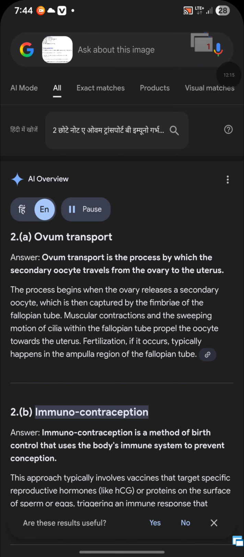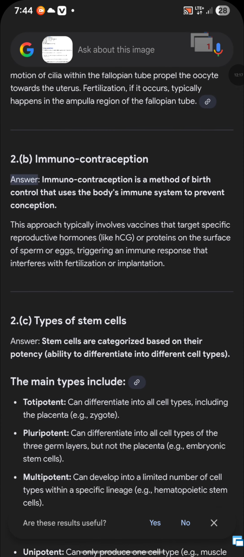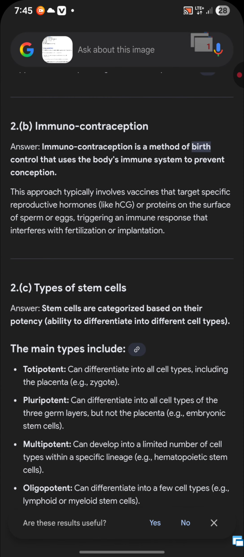2b. Immunocontraception. Answer. Immunocontraception is a method of birth control that uses the body's immune system to prevent conception. This approach typically involves vaccines that target specific reproductive hormones, like HCG, or proteins on the surface of sperm or eggs, triggering an immune response that interferes with fertilization or implantation.